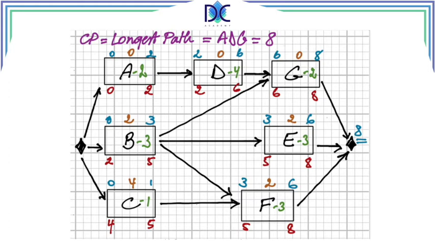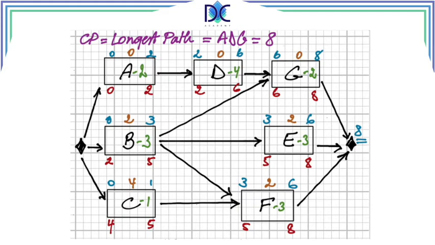We can calculate the duration of the other paths. For example, BG is 5, BE is 6, BF is also 6, and CF is 4. So we have the different paths. We find the longest path to be ADG, which is the critical path.